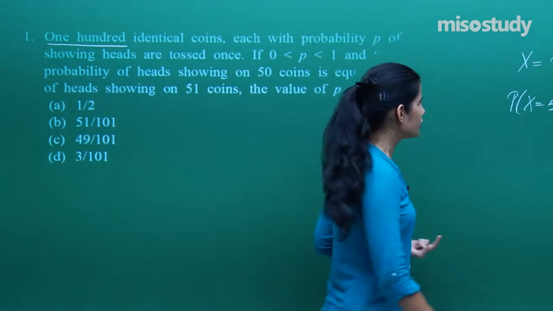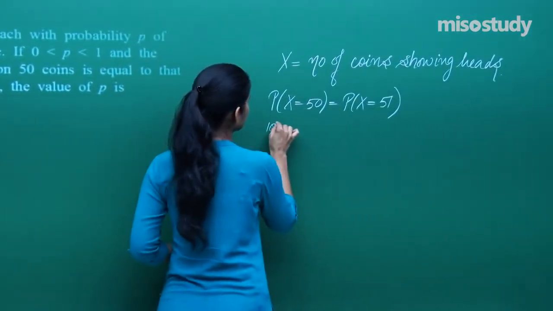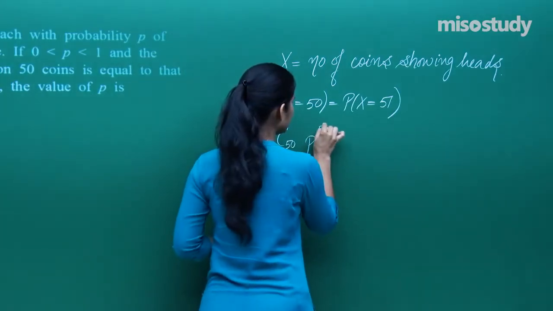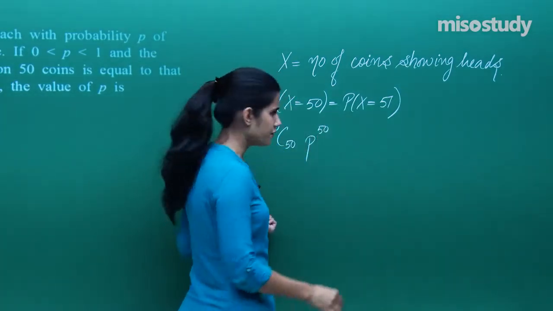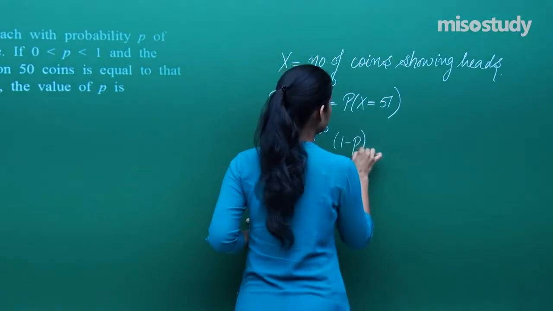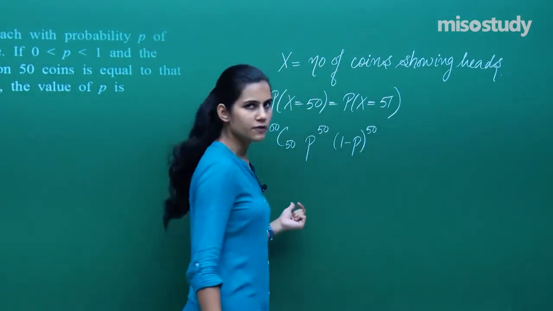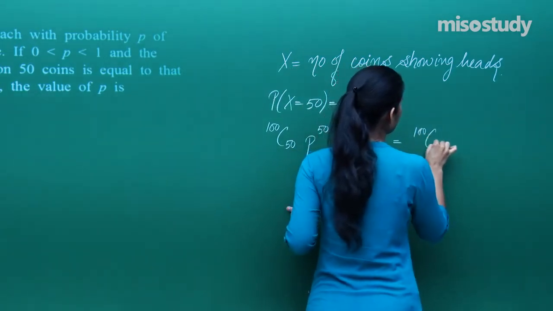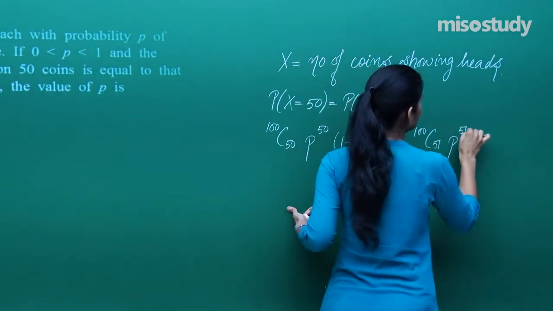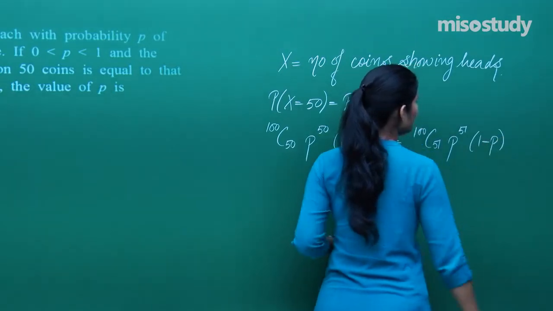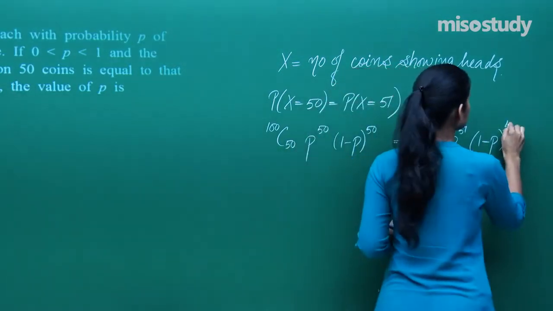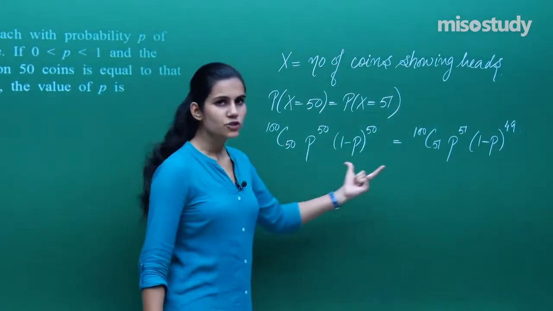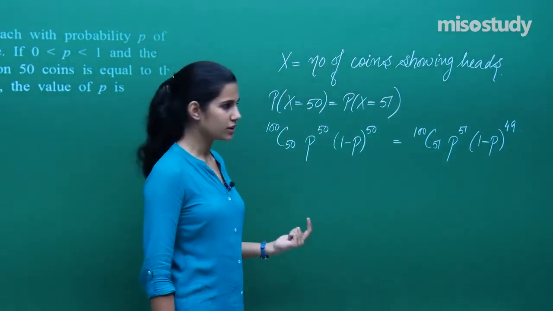It's the same thing. So there are 100 trials, so I'm going to say 100C50, p to the power 50, q to the power 100 minus 50, but q is nothing but 1 minus p to the power 100 minus 50, which is 50. This is equal to 100C51, p to the power 51, 1 minus p to the power 100 minus 51, which is 49. Now, if these two are equal, what is the value of p is what the question is asking.